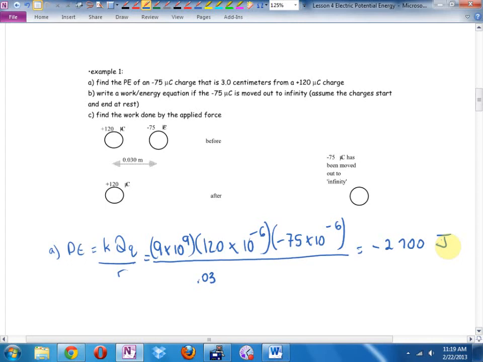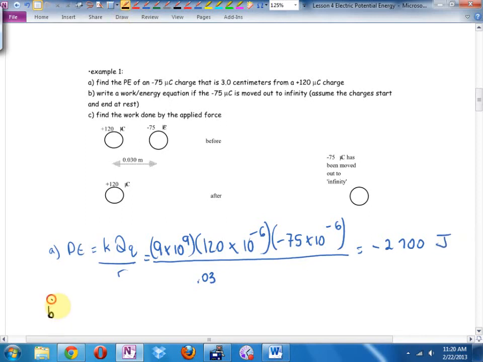Why negative? Because where is 0? Infinity. So if I have to add energy to get to 0, I better be starting out with a negative number. And it doesn't want to go to infinity. It wants to fall towards the positive. Okay, so that works.